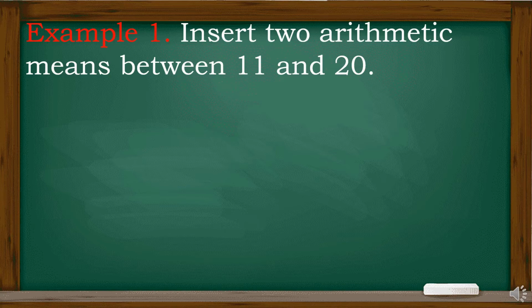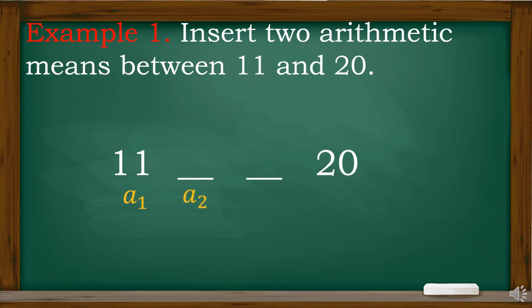Insert two arithmetic means between 11 and 20. To solve this problem, we need to solve first for the common difference d. So if we have 11, 20, and the two arithmetic means between them, we will assign 11 as the first term, the two arithmetic means as the second term and the third term, and 20 as the fourth term.